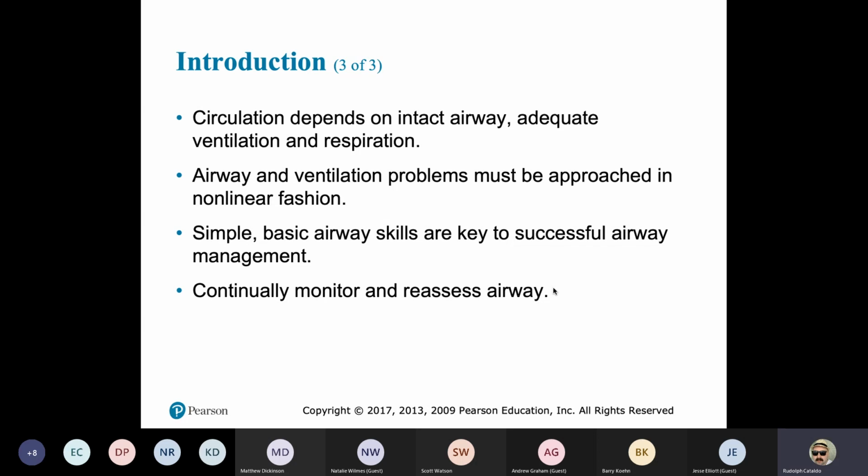So continually assess and reassess. Have a way, especially if you're going to use some sort of airway device such as a King or an iGel or an LMA, whatever it is, have a backup and have a backup to your backup. So maybe you're going to go with an iGel, your backup should be an OPA, your backup to that should be an NPA. Have multiple things that you can turn to in case things go south.